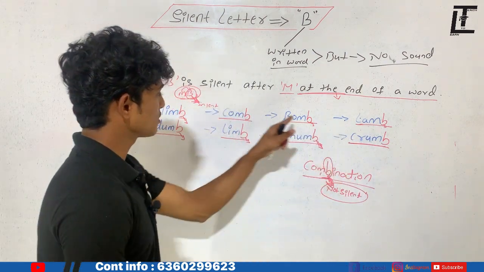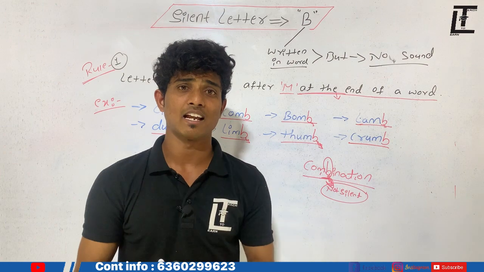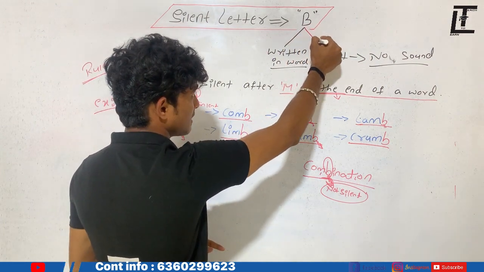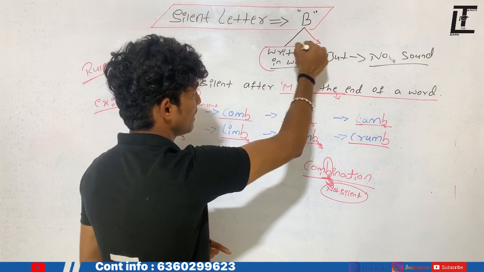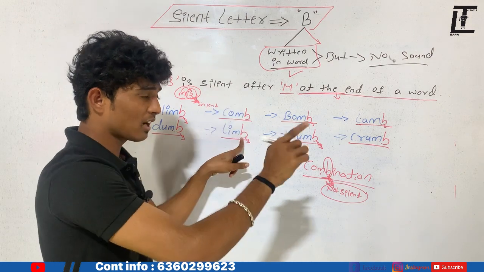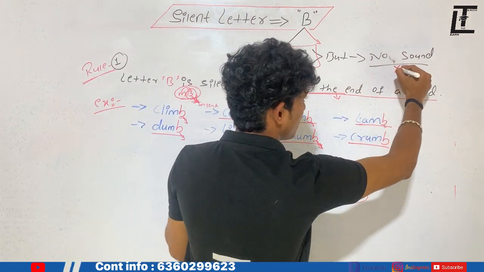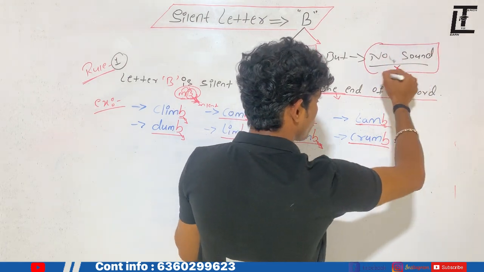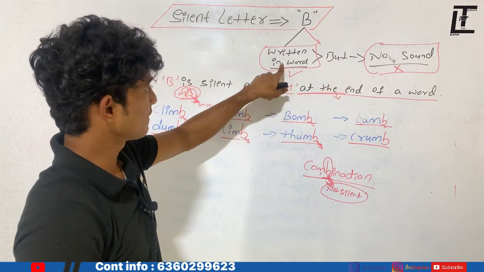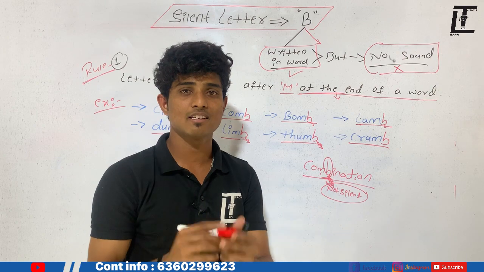All the letters which were written using the red marker are considered silent letters, and the silent letter rule says that if any letter is considered a silent letter, it must be written. If you don't write that letter, it is wrong, and it should not be pronounced. If you pronounce that letter, that is also wrong. Follow these two rules. What is the first? It must be written, but there should not be a sound of that letter. It is known as the silent letter.